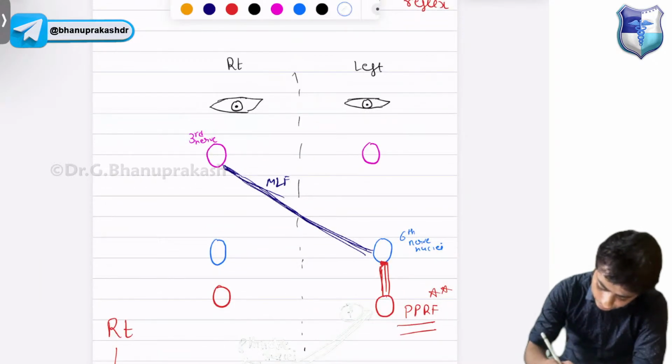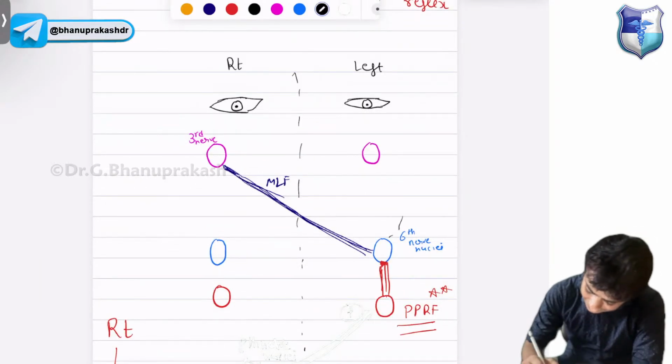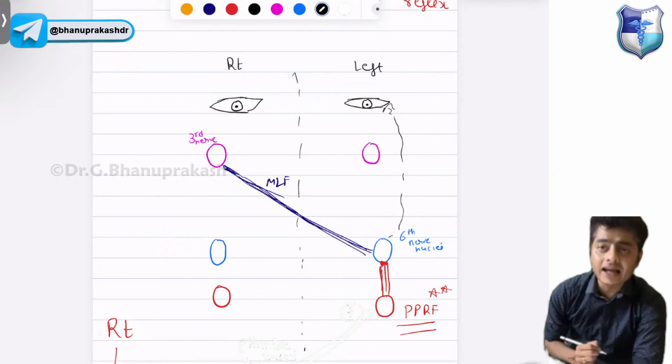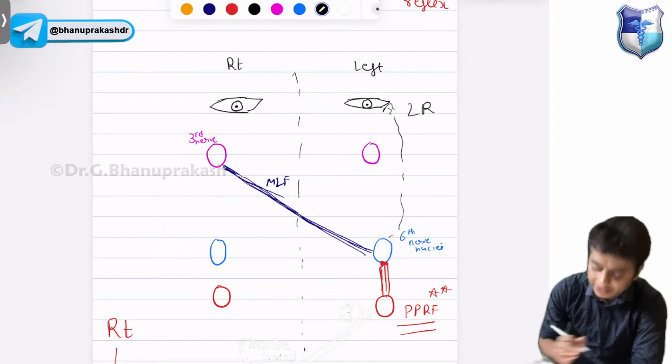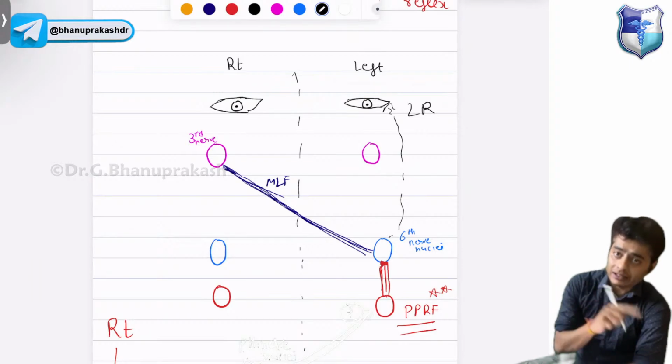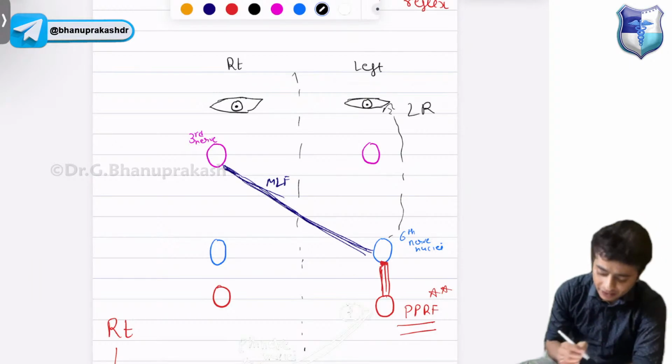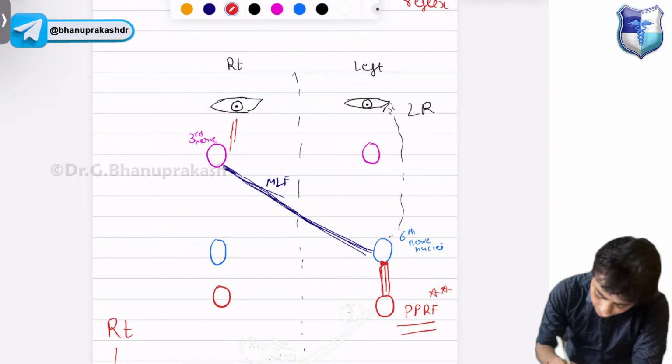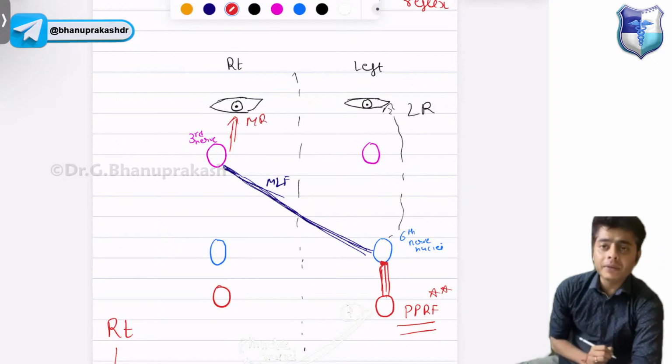Okay, sir, the left side PPRF will stimulate the left side sixth nerve nucleus, and this left side sixth nerve nucleus, what will it do? It has its connection on the left side LR, lateral rectus. Okay, and it also has connection with the other side third nerve nuclei with the help of MLF. And this third nerve nuclei, what will it do? It will act on MR, medial rectus.